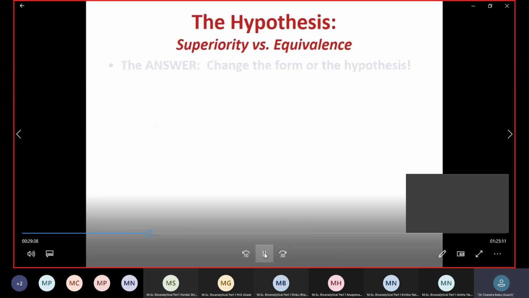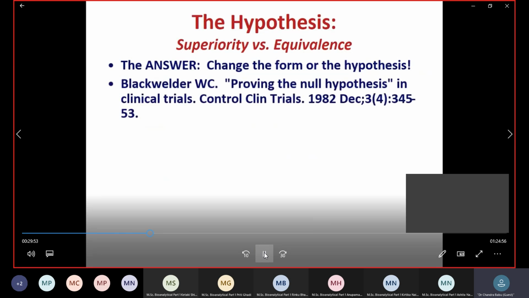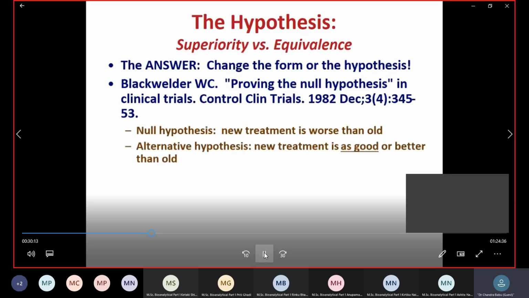Okay, so the answer is, if I want to prove two things are the same or one is as good, what I have to do is change the form of my hypothesis. This was work by Blackwelder, frequently called Blackwelder trials or superiority or non-inferiority trials. And so the new null hypothesis is that the new treatment is worse than the old. And my alternative hypothesis is now that the new treatment is as good or better than the old. I've turned the hypothesis inside out.